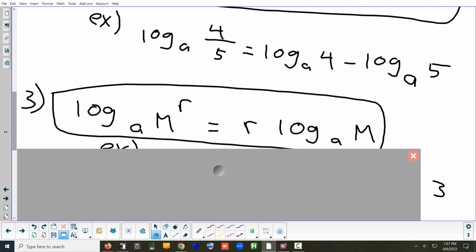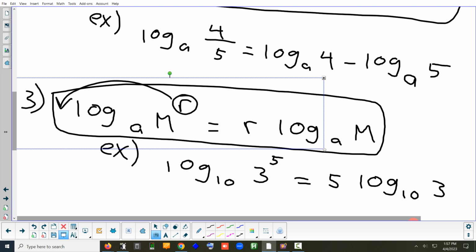Right? And our third property. The third property says that if you have an exponent on an argument, okay, m to the r, that's the argument. If you have an exponent on the argument, you can put the exponent in front. So in a logarithm, exponents on arguments are allowed to be moved to the front. Just like that.